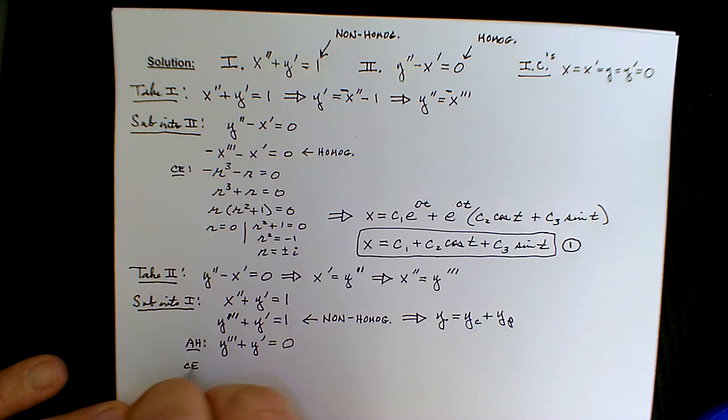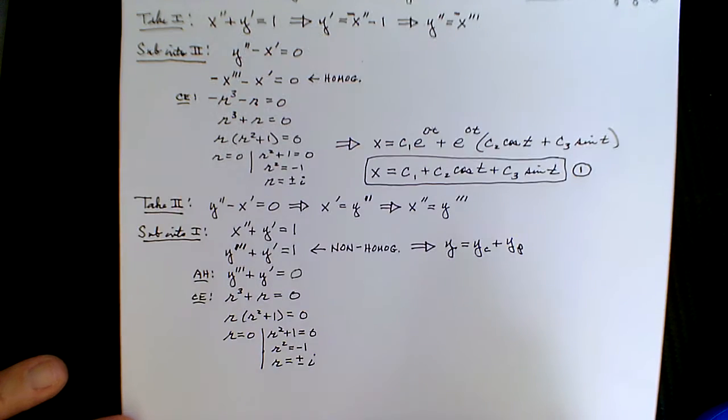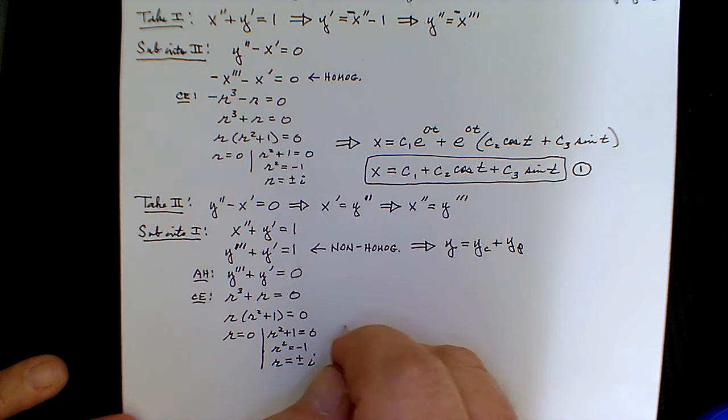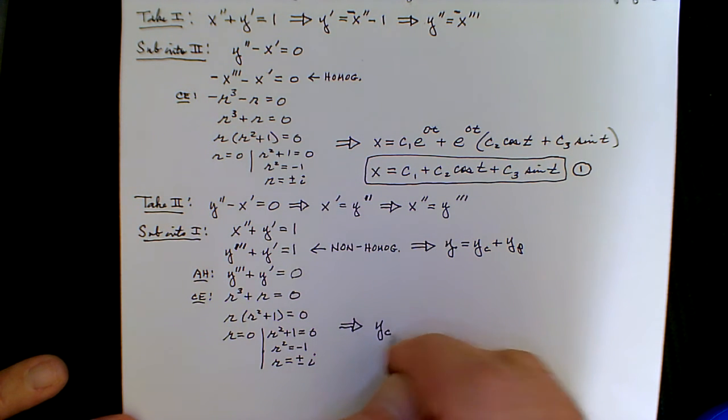And now we can get the characteristic equation. So r cubed plus r is 0. Similar to the last solution, factor out an r. R squared plus 1 is 0. So r is 0 and r squared plus 1 is 0. Giving us r squared is negative 1. And r is plus or minus i again. So then we can get from these roots the general solution for y sub c.